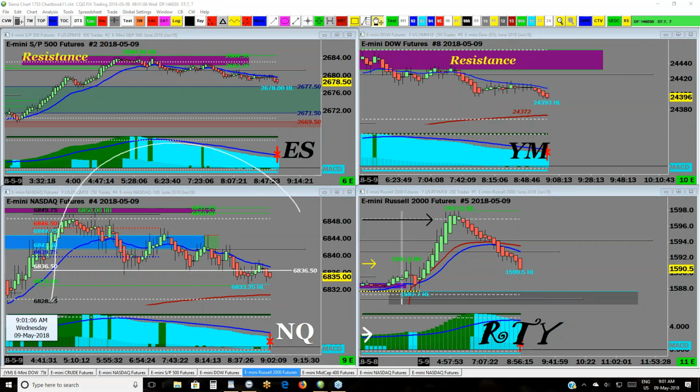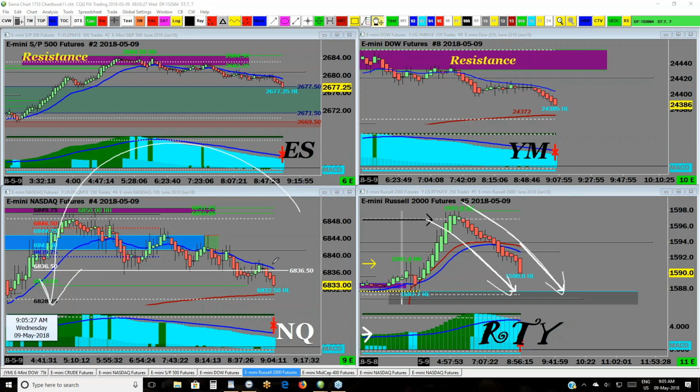9 o'clock here, 9:01, and still not a lot of volume here to drive any of these markets to target. RTY, we're looking for RTY to continue to push to the downside into this support area and beyond if it can.